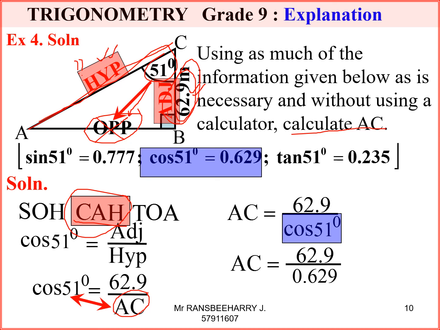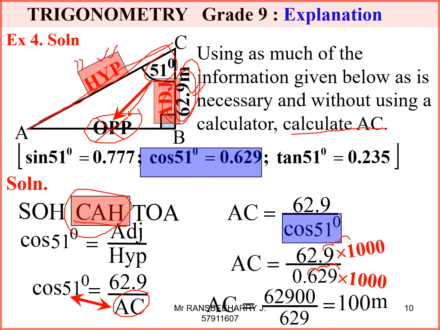0.629. Now we have to calculate without using a calculator. We multiply each side by 1000. When we multiply by 1000, the decimal point moves forward by 3 places, so we obtain 62,900 divided by 629. So AC is 100 meters.